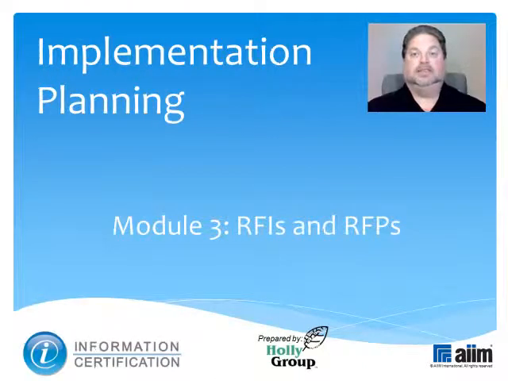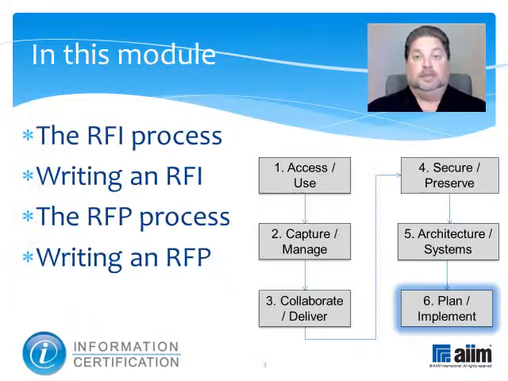Today's subject is implementation planning, a key part of this special certification, which AIM created to support you as you solve your organization's existing information-related problems and plan for its future. For 60 years, AIM has been the leading nonprofit association, helping users understand how to best manage documents, content, records, and business processes. This module is part of the Plan and Implement Knowledge domain, one of 6 within the certification program. In it, we'll explore techniques used to write a Request for Information, RFI, and a Request for Proposal, RFP.